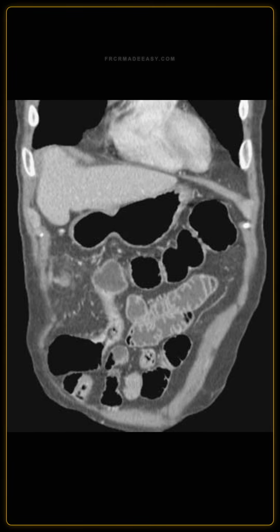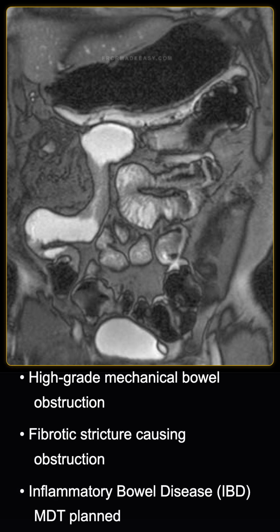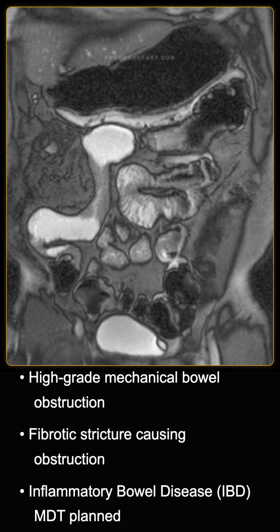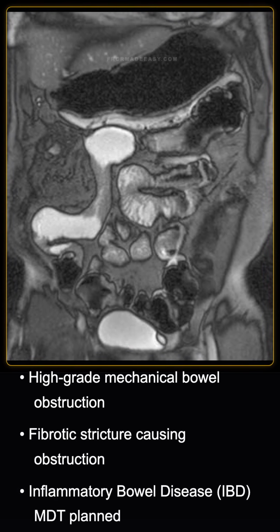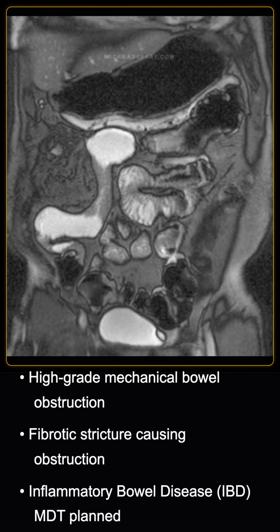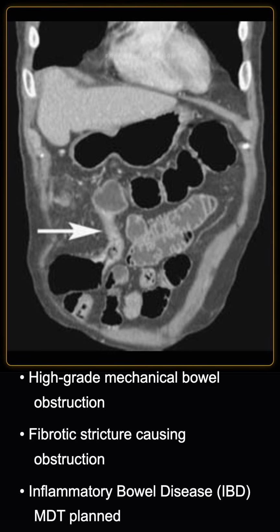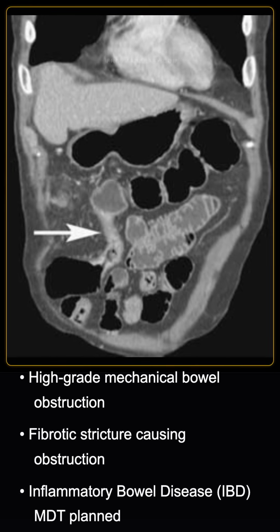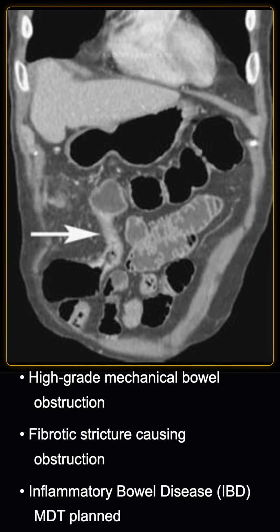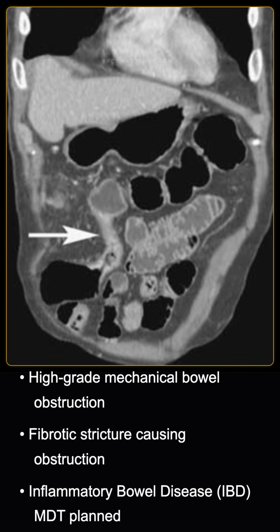How would you manage this patient as a radiologist? Okay, I would immediately contact the surgical team and gastroenterology to report the high-grade mechanical bowel obstruction secondary to a fibrotic stricture. I would present the case at the Inflammatory Bowel Disease MDT to plan for a definitive surgical bowel resection or stricturoplasty.